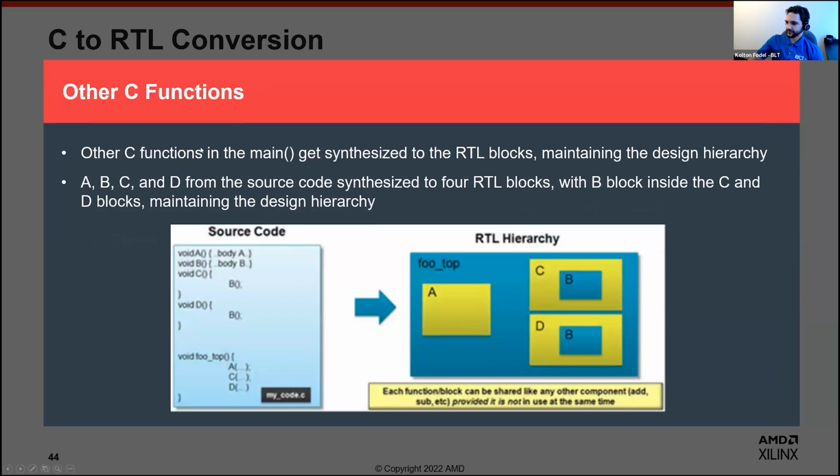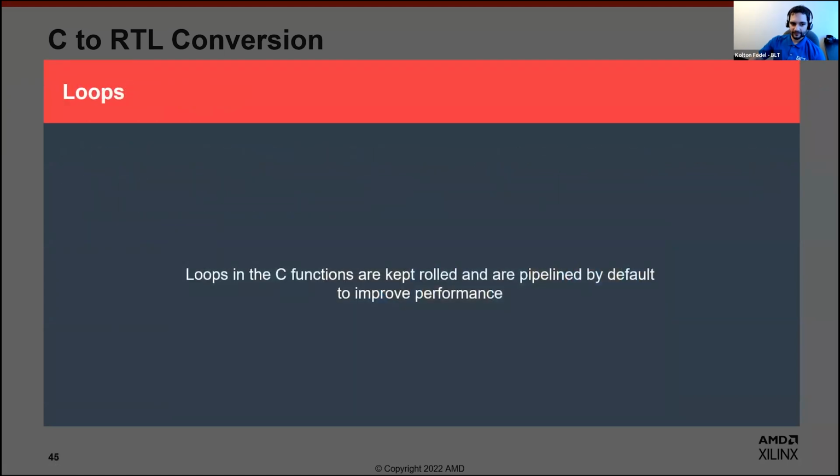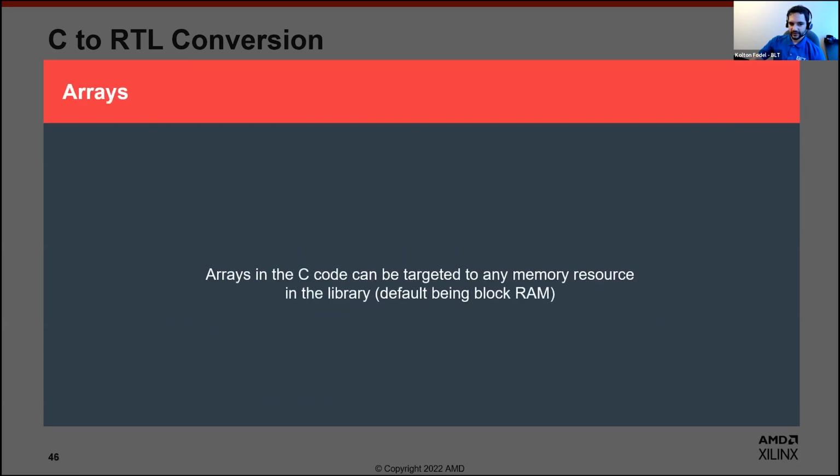Other C functions, so not your top level function, will get turned into sub-level RTL blocks. So here you have function C and D, which are sub-functions for your foo top. And those IO interfaces get abstracted away from you. Loops we just looked at are kept rolled and pipelined by default to improve performance. And arrays will get turned into some sort of memory resource. So that could be block RAM, distributed RAM, ultra RAM, or even individual registers or FIFOs.